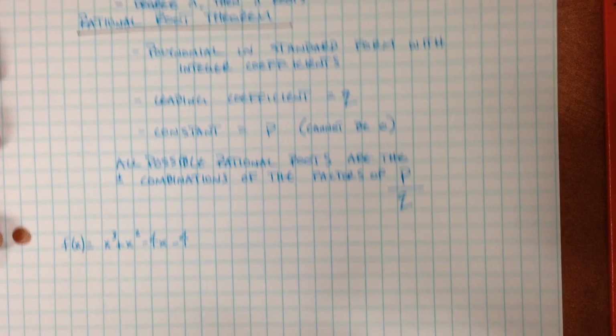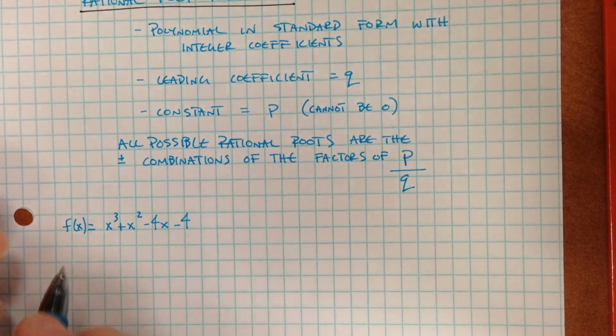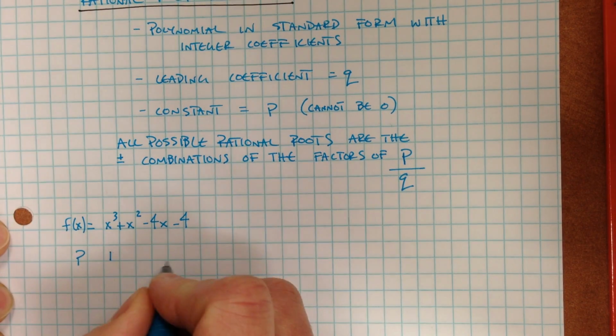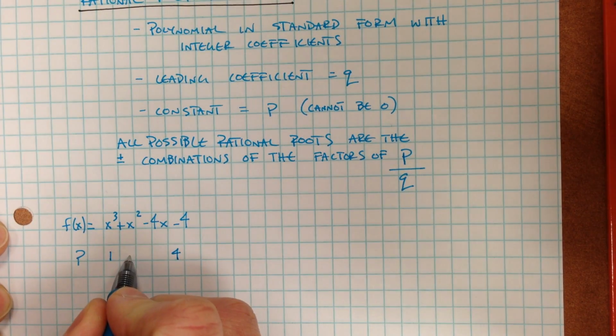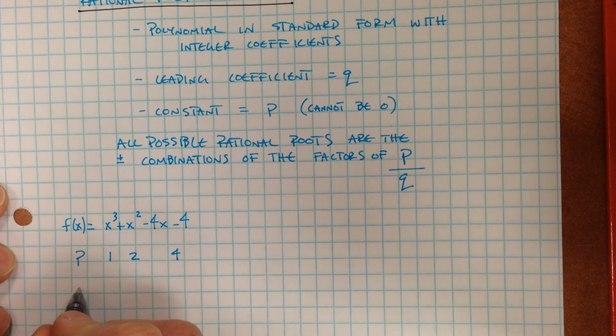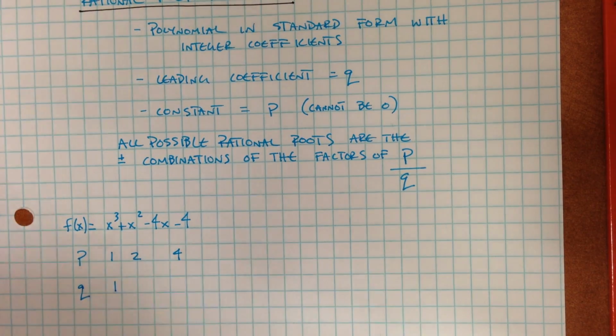So first things first, I'm going to take p on the back end and list the factors of this 4 value. So 1 times 4 is 4. We also have 2 times 2, so that is a list of all my factors of p. Now we are going to list the factors of q, which is my coefficient. The coefficient is 1 right here, so the factors of 1 would simply be 1.